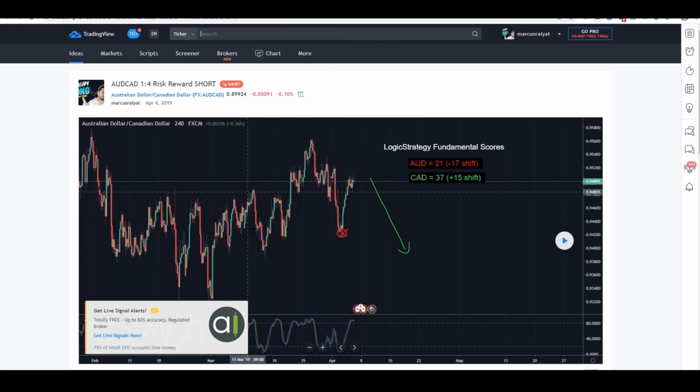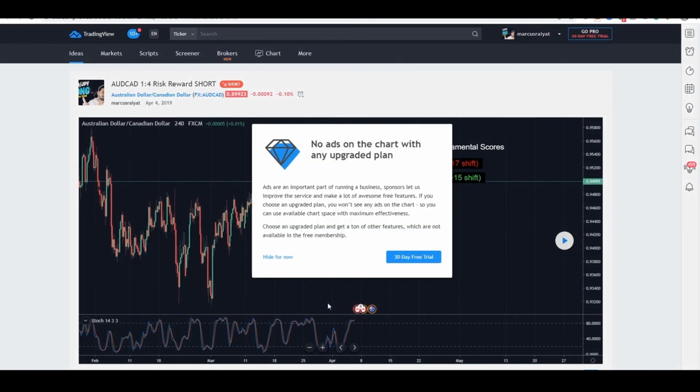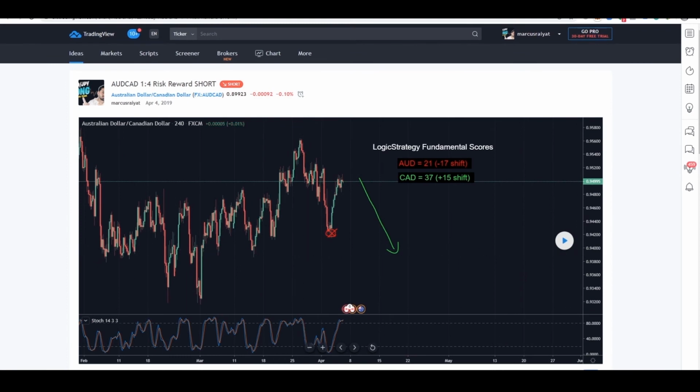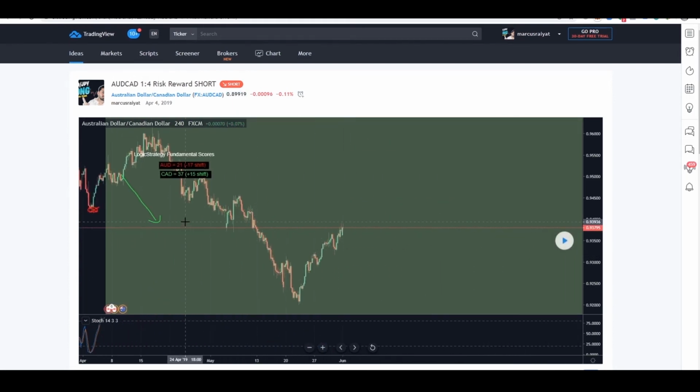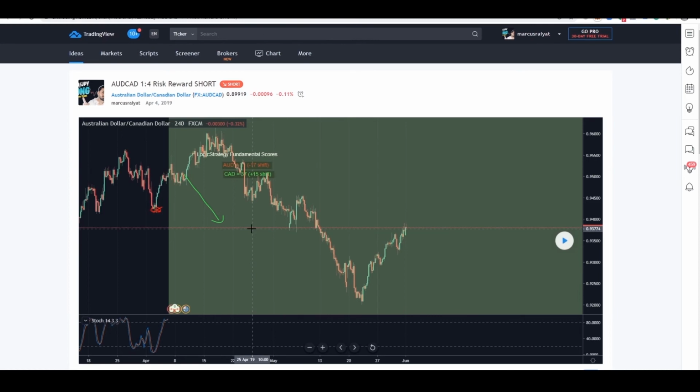And here's another example over here. I actually lost money on this particular trade. The scores were telling me that the Australian dollar was low value and the Canadian dollar was high value, so I should be shorting this pair. Unfortunately, I entered too early. So even though the value reading was correct, my timing was slightly off, and it caused me to have a small loss of around $1,000.